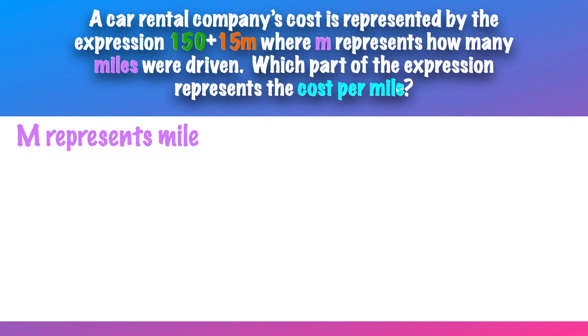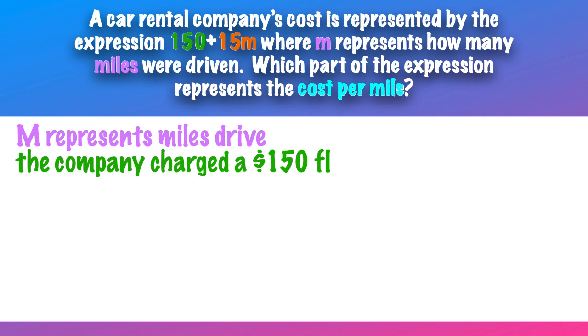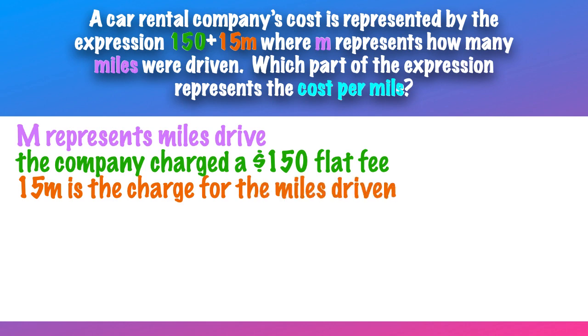So m represents the miles driven. The company is charging a $150 flat fee. We know this because that 150 isn't being multiplied by anything. So no matter how many miles you drive, you're going to start with that 150 and then add on the cost per mileage. 15m is the charge for the miles driven because 15 times m is giving us that miles cost.